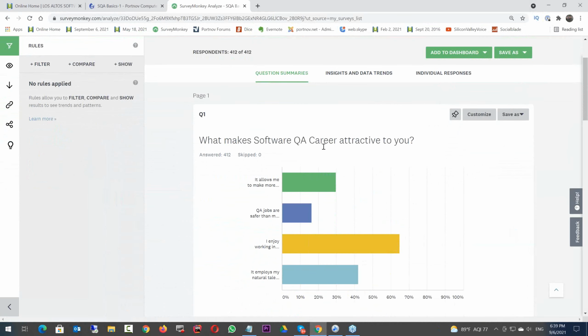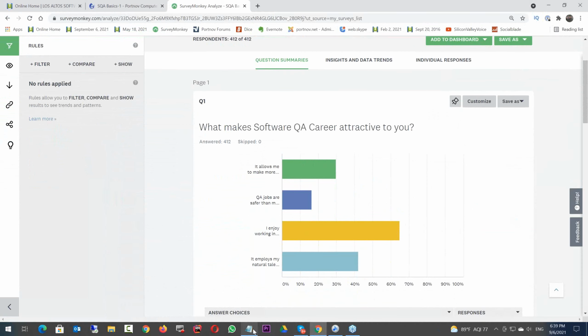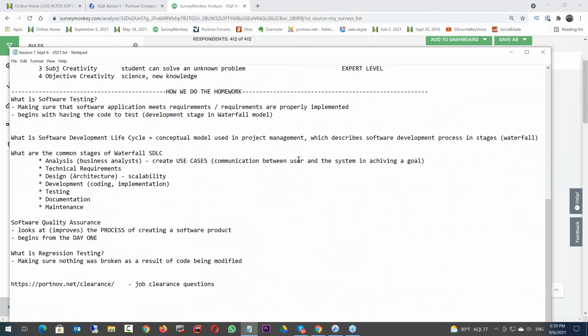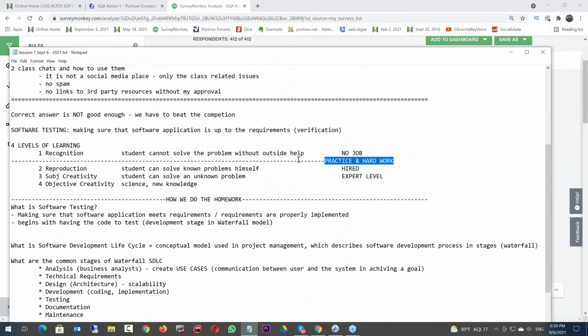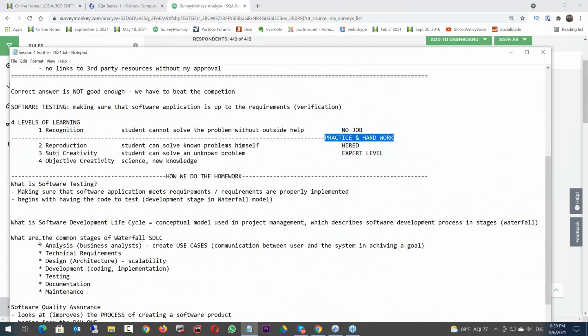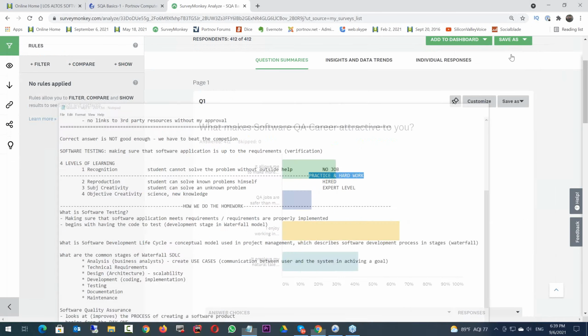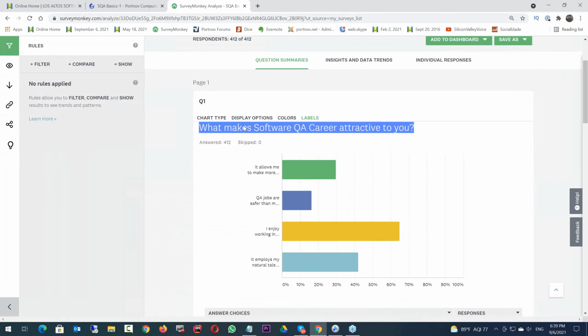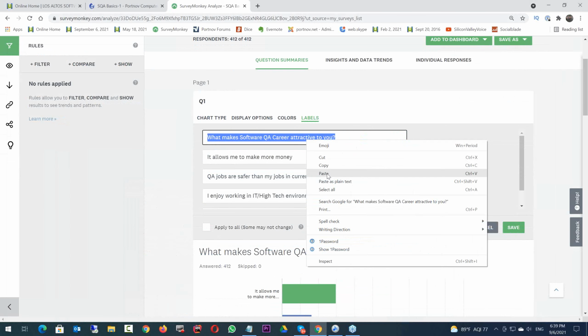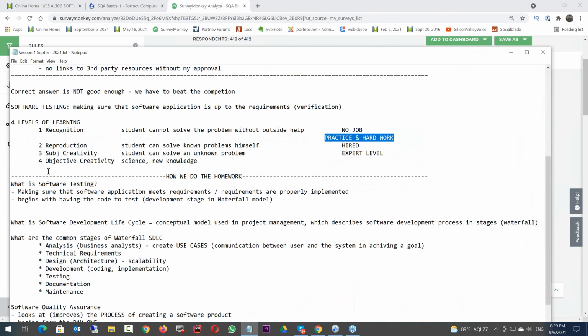What makes software QA career attractive to you? And I believe in my notes I have something for that stuff too. What is software testing? Oh, okay. It starts with software testing. Okay. What makes software QA career attractive to you? Maybe we will add to my notes. Just a second. Yeah, copy.